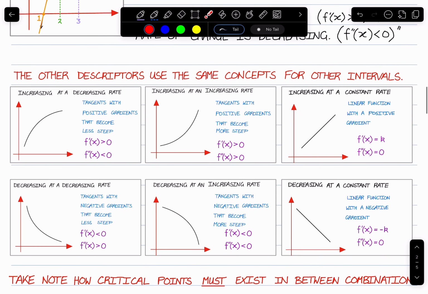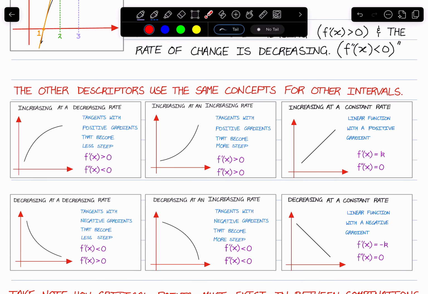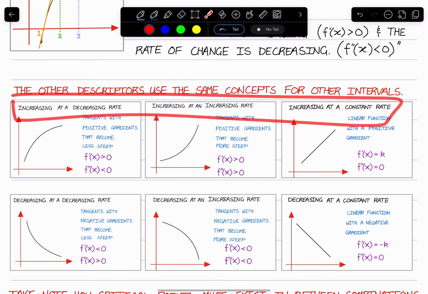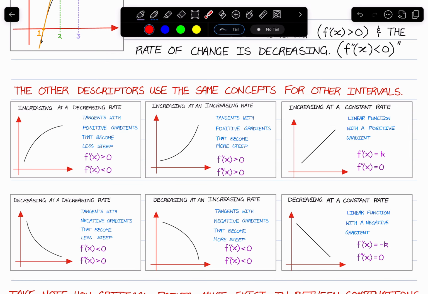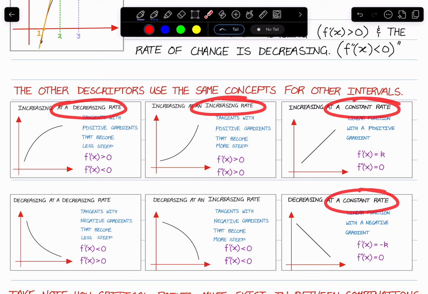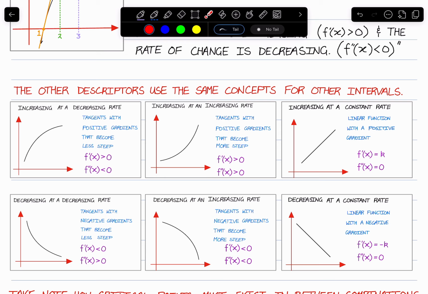So other descriptors use the same concept for other intervals. There are 6 different descriptors here, and these all have to do with whether the tangents drawn on the points are positive tangents or negative tangents. So obviously all of these are increasing because the tangents are positive, and these would be decreasing because the tangents drawn on these would be negative. Okay, but notice how each of them has a different descriptor for the rate of change. So this is the one that we've just seen.